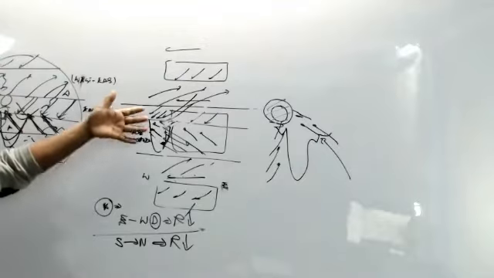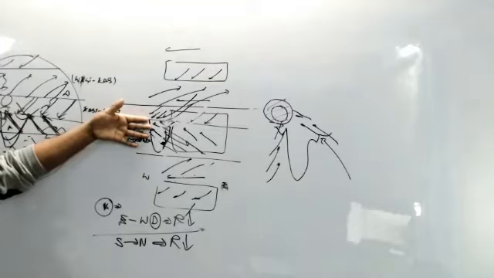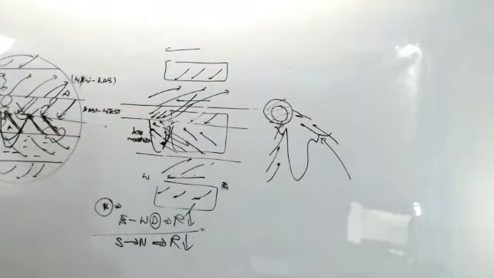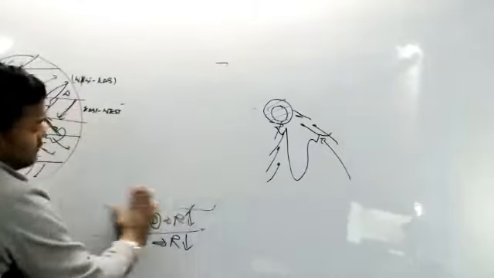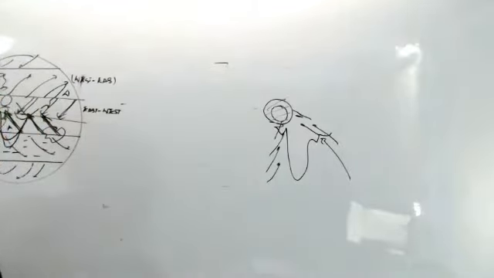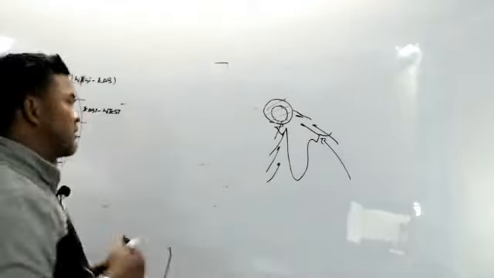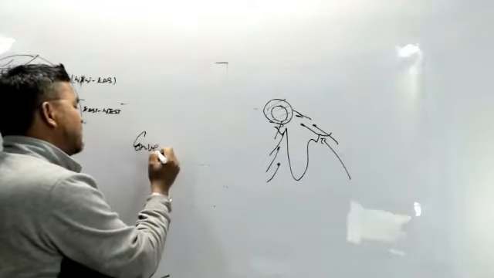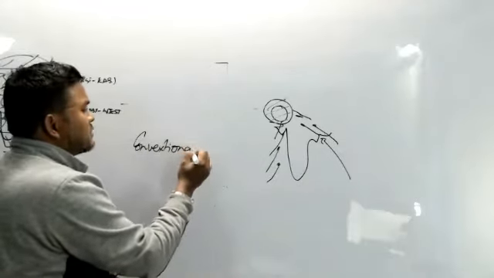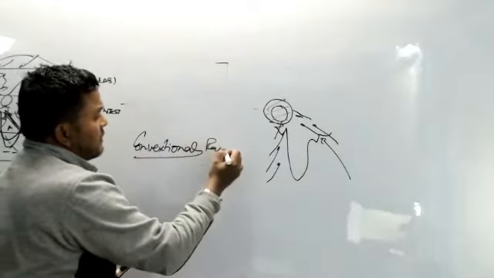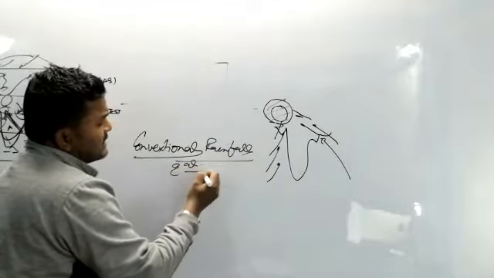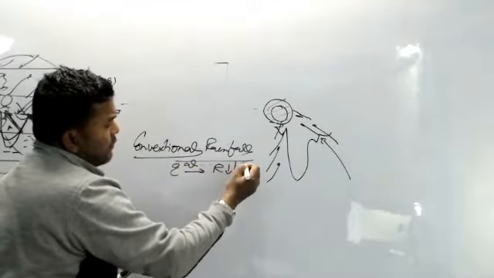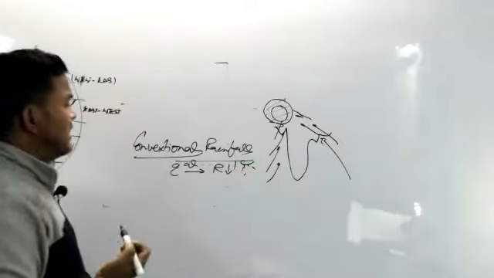But why not in the equatorial area? Why does the equatorial area get rainfall? Because of convectional rainfall. Because of the convectional rainfall, the equatorial region has a chance of having rainfall.